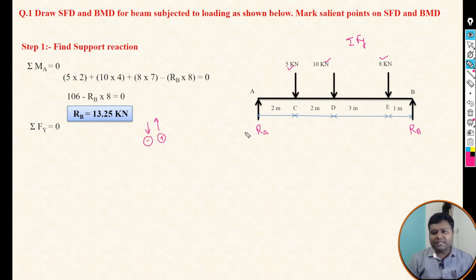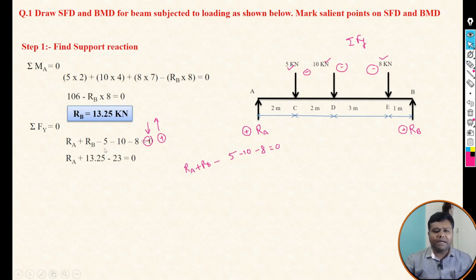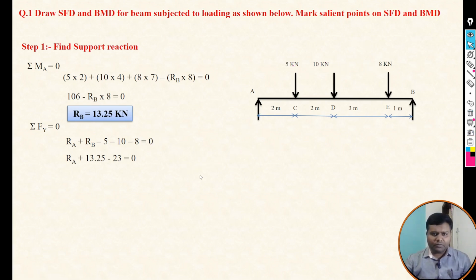So here we can see RA is positive because of upward, RB is also positive because of upward, but these three forces are negative. Okay, so the equation will come: RA plus RB minus 5 minus 10 minus 8 is equal to 0. Already we know RB we have calculated, that is 13.25. Just put the value of RB and then solve this equation, we will get RA is equal to 9.75.